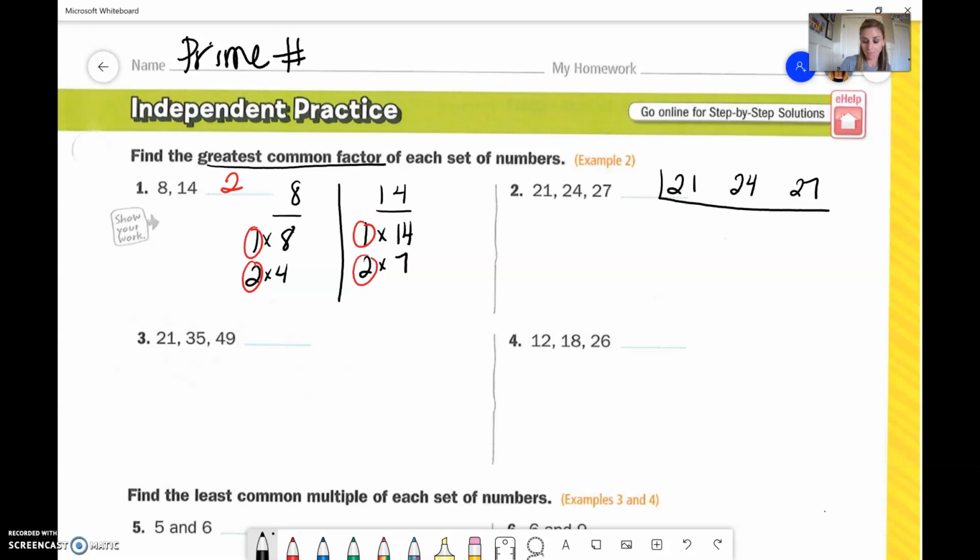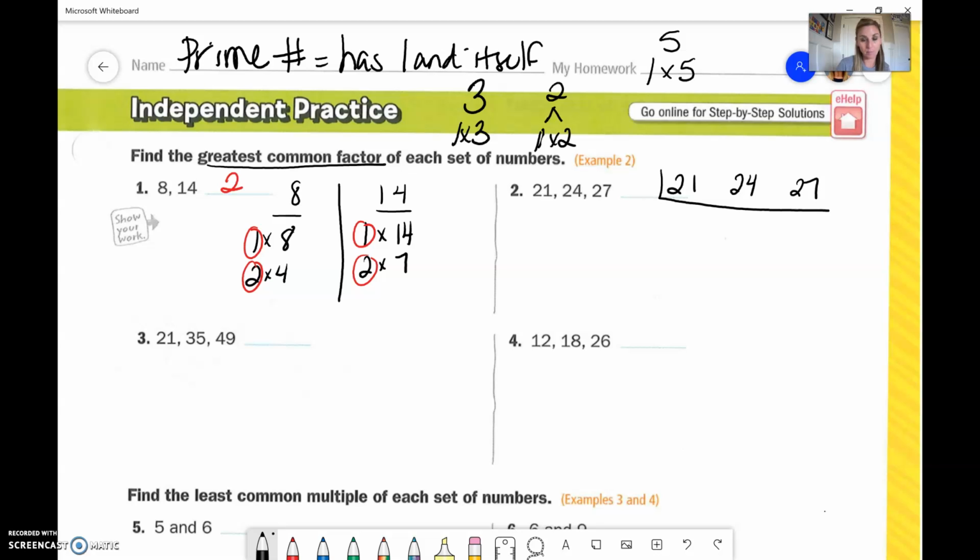Prime numbers have 1 and itself. So for example, 3 is prime because the only numbers we can multiply together are 1 and 3. 2 is prime because we can only multiply 1 times 2. Oh my goodness, Mrs. Horner, I just laugh at myself because I make mistakes all the time. 5 is prime because we can only multiply 1 times 5.